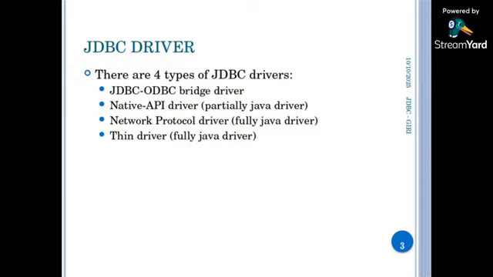If it is Python, we'll have a thin driver for it. If you are going with PHP, then PHP will have a thin driver software for it. But this is the ODBC drivers connectivity. The types of drivers are: first one is ODBC, second one is native, third one is network, and fourth one is thin driver. So these are the four types of JDBC drivers that we have.